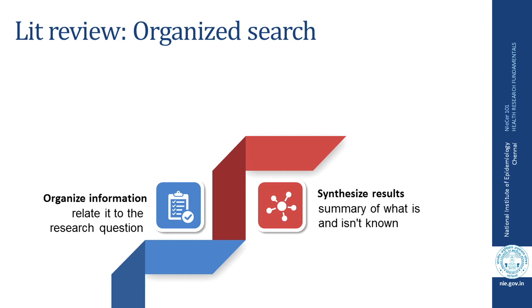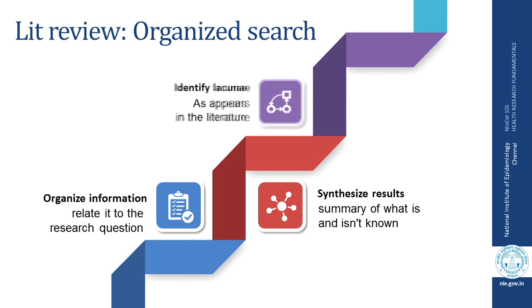So, from the existing information which we have collected, you have to summarize what is known and what is not known. This summarizing is called synthesizing the results. And the third step is that you need to identify the lacunae. When you organize and synthesize the results, the third thing you can see is what the lacunae are, as they appear in the literature.